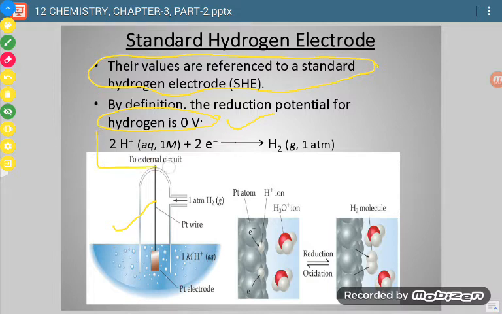Now this is the reaction. This reaction indicates a reduction of H positive ion. So this will occur if it acts as a reduction half cell or if it acts as cathode, and a reverse reaction will occur if it acts as anode. Then oxidation will occur, means hydrogen will change into H positive ions.